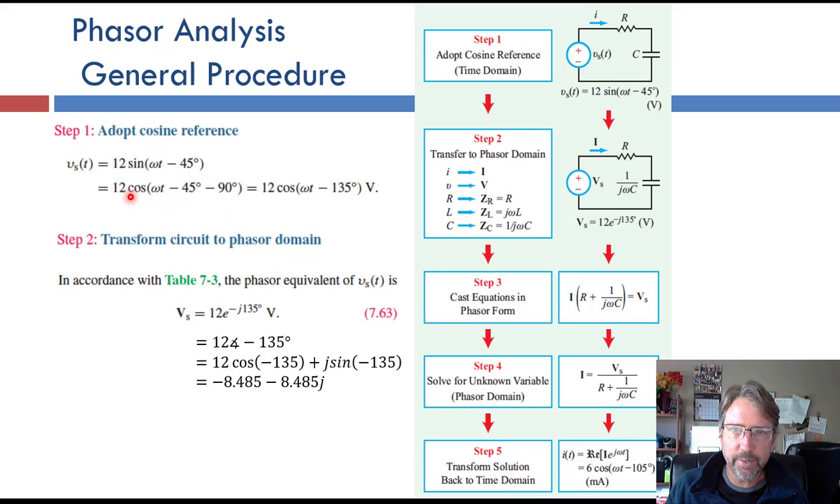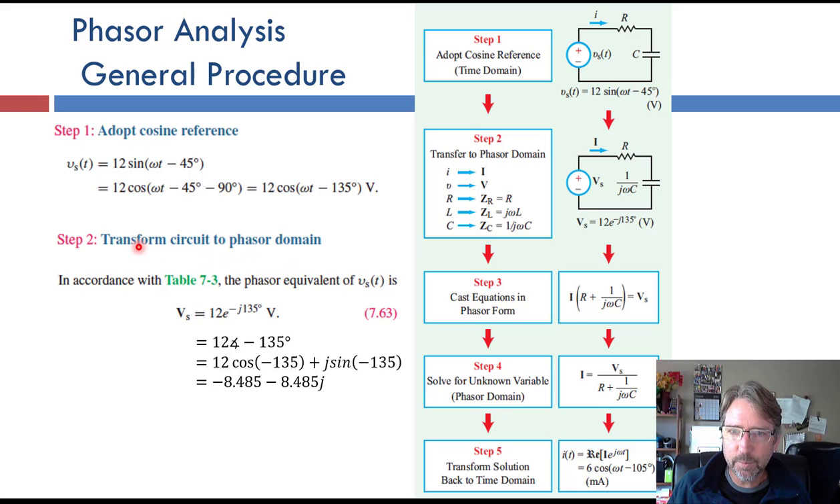So the first step here is, because we started with a sine wave, we want to make it a cosine wave. So if you remember from the previous lecture, we can just take an extra phase of -90 and switch sine to cosine. So our voltage is 12 cosine omega t minus 135 degrees. And here's where we're mixing the units. This is degrees, this is radians per second times seconds. Very common, it's okay. You'll get used to it.